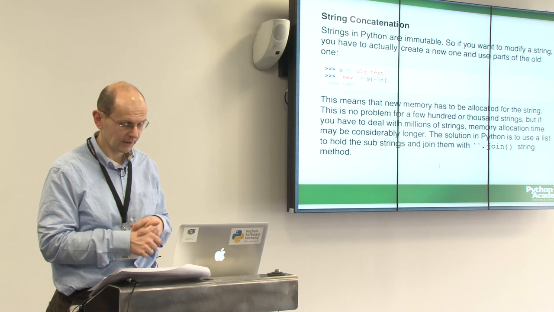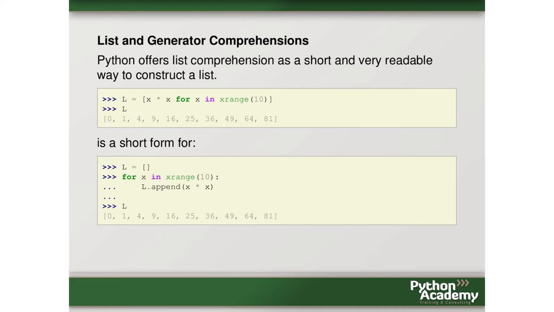So string concatenation is one of the things. We have patterns and lists and generator expressions. We looked already at the memory usage, which is also time usage. If you can use a generator expression, you save a lot of time. And local and global variables. We did this with math square root, for instance.